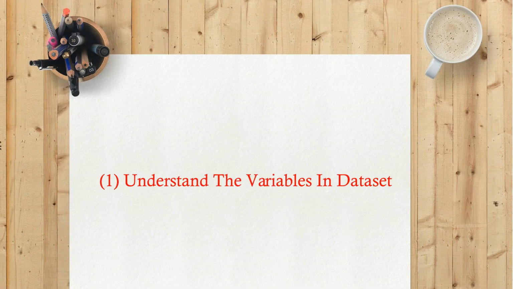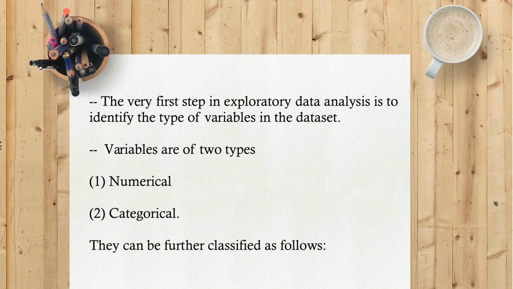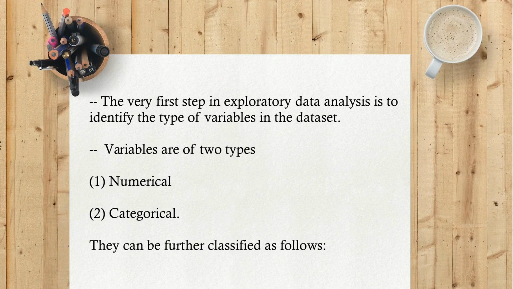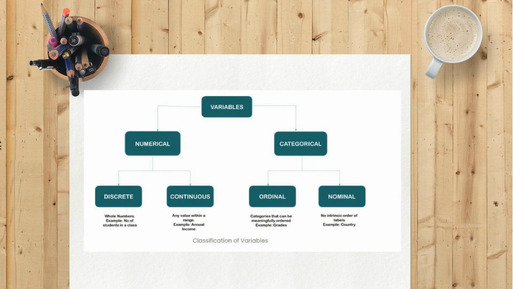1. Understand the variables in dataset. The very first step in exploratory data analysis is to identify the type of variables in the dataset. Variables are of 2 types. 1. Numerical. 2. Categorical. They can be further classified as follows.